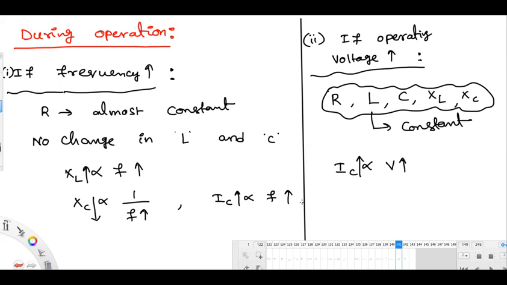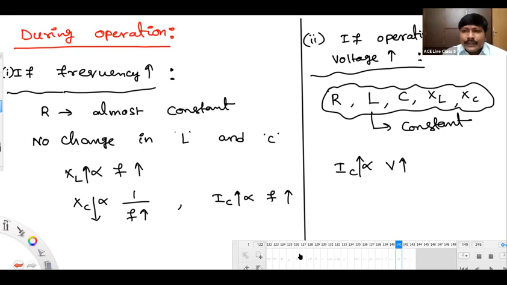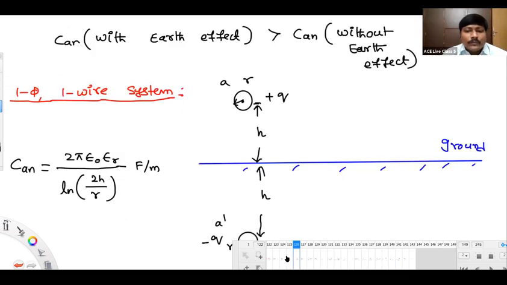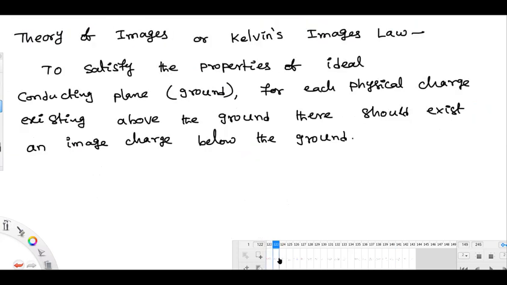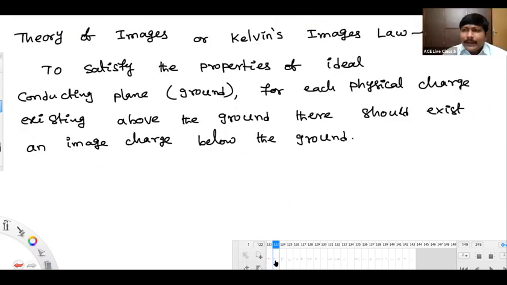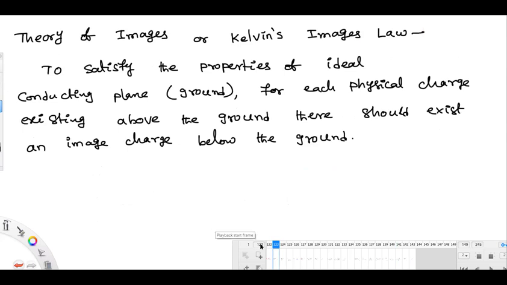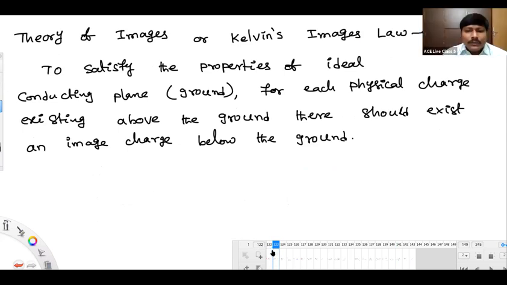Sir, in the single phase two-wire system, we have not used the 2 in the capacitance formula. Single phase two-wire system, sir. What's the doubt in that? We have not used the 2 pi formula in the capacitance. 2 pi we have used, no?